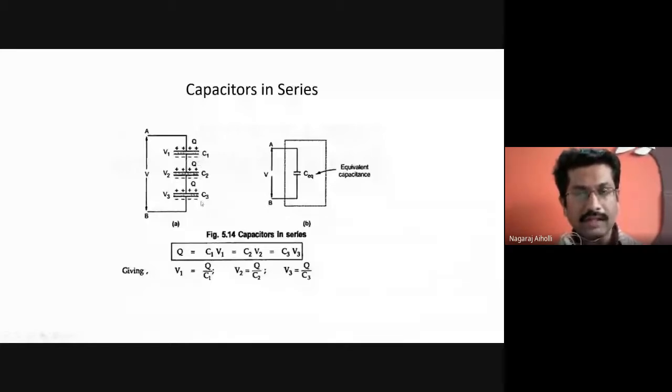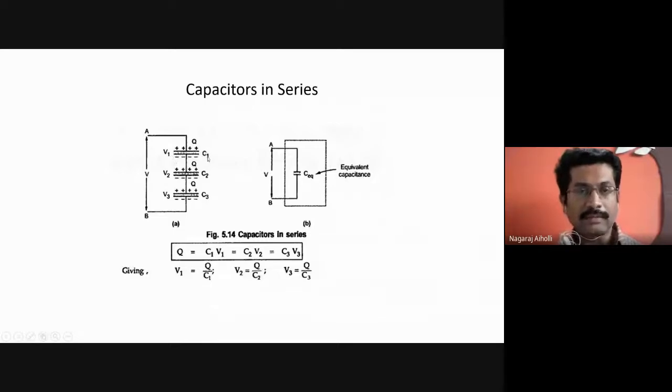If they are connected in series and the voltage applied between A and B is V volts, and the capacitor values are C1, C2 and C3, then because of the polarities of the voltage applied, positive and negative, the positive charge will be deposited on the upper plate and negative charge will be deposited on the lower plate.